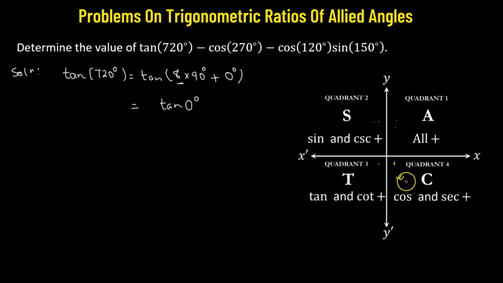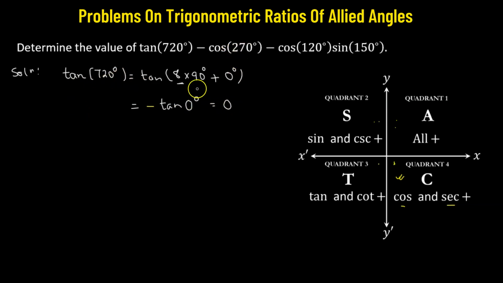In the fourth quadrant, we know that the cosine and the secant functions are positive. Everything else is negative. So we have negative tangent of 0. But since tangent of 0 is 0, we're going to get 0. So tangent of 720 degrees corresponds to a value of 0.